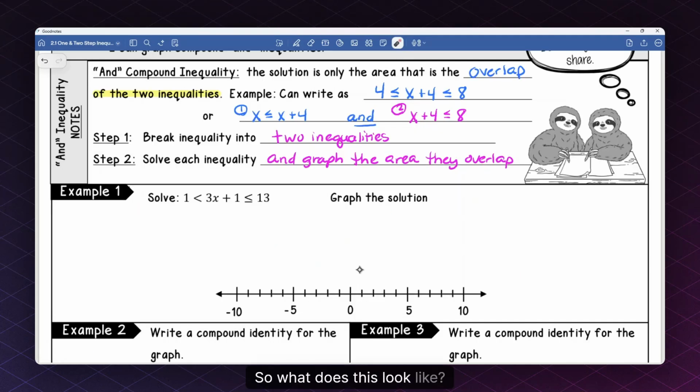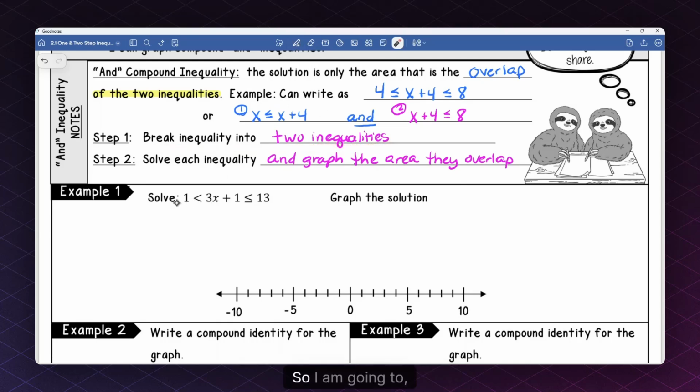So what does this look like? It gives us this compound inequality here, and it looks really crazy because you've got 2 inequality symbols in it, and it says to graph the solution. Well, how are we going to do that? I'm going to come up here to my step 1, and I'm going to break that inequality into 2 chunks that look a little easier to my brain.